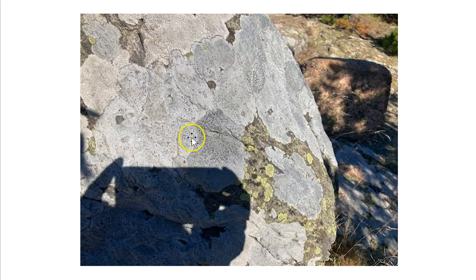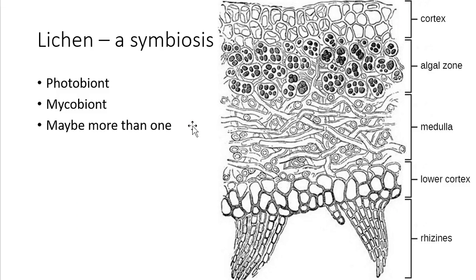And so here's a close-up of a boulder that I took on the way up the mountain. That's me, it's my shadow there. And so all of this patchiness and these different colors are due to lichen. So let's think a little bit about what lichen are.